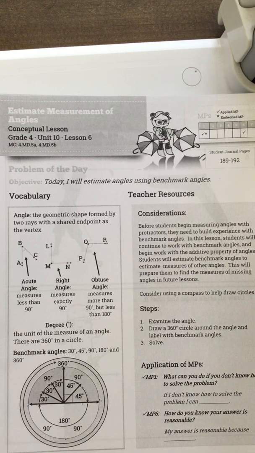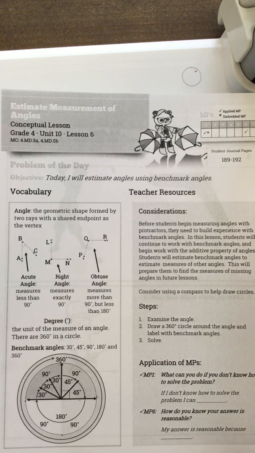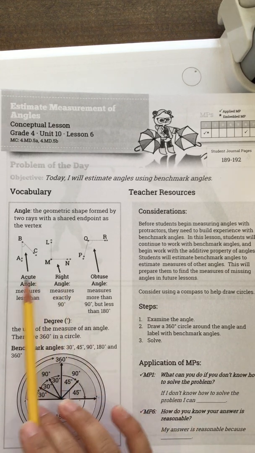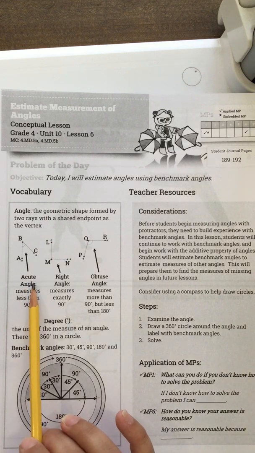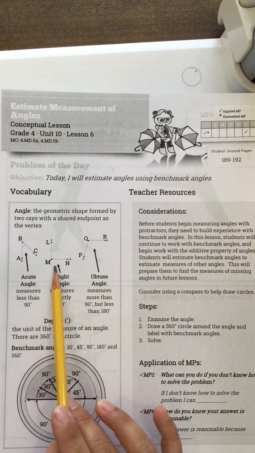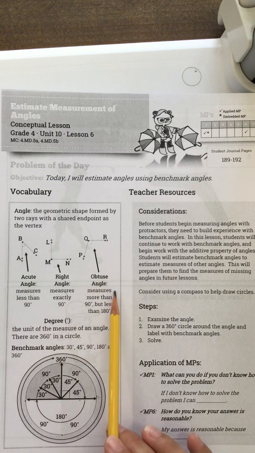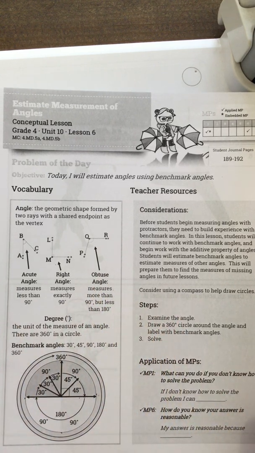It's still about angles, but today it's about estimating angles. So when you estimate angles, you want to think about two different things. The first thing is you want to look to see if it's an acute angle, less than 90, a right angle, right at 90, or an obtuse angle, because that will help you judge whether it's going to be more than 90 or less than 90.